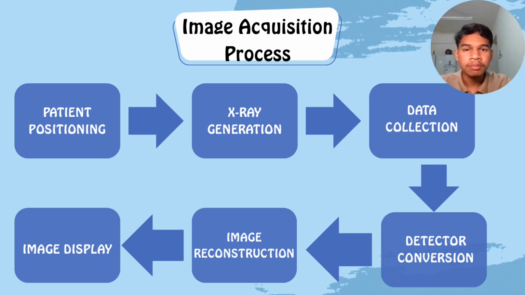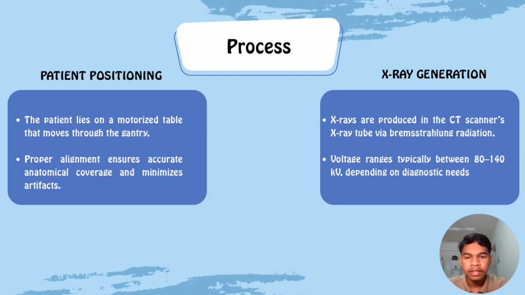And next, for the image acquisition process, there are 6 processes in a CT scan. First, patient positioning. Second, X-ray generation. Third, data collection. And then detector conversion, image reconstruction, and lastly, image display. This is how image acquisition happens in the CT scan. And next, I want to explain the image acquisition process in more detail.